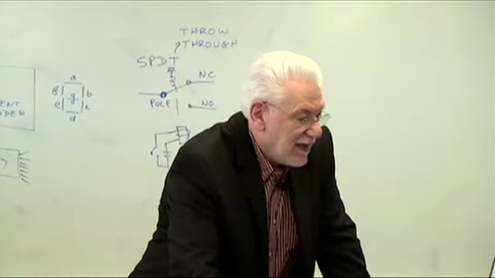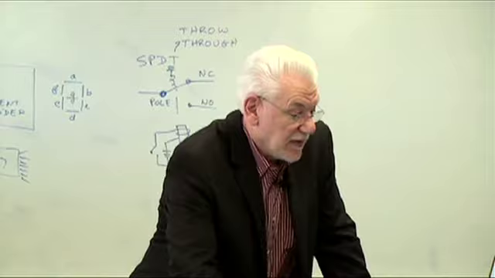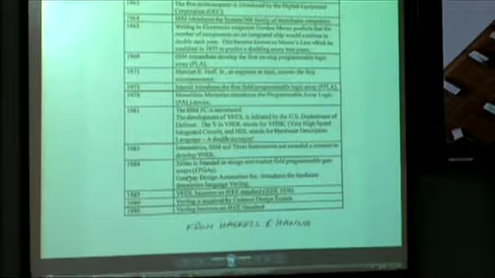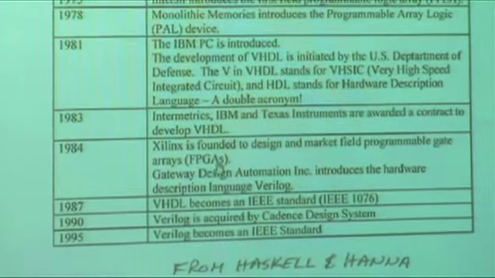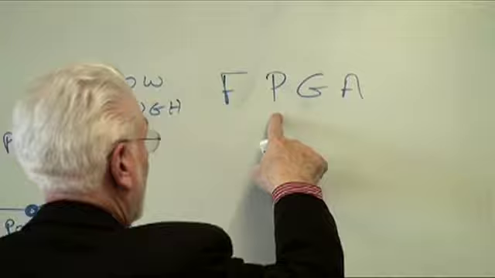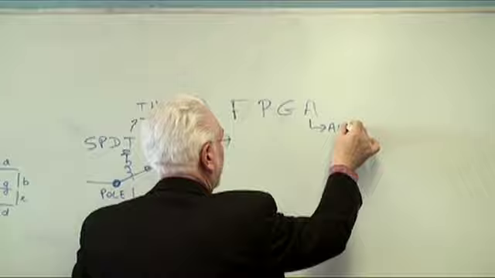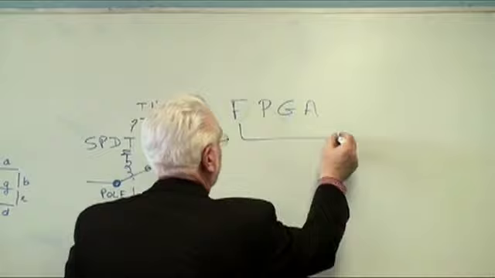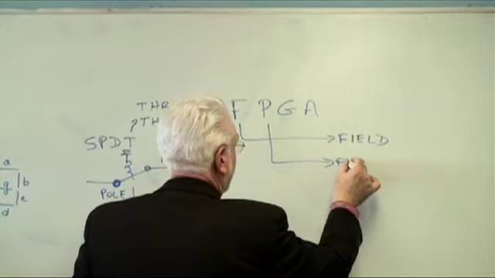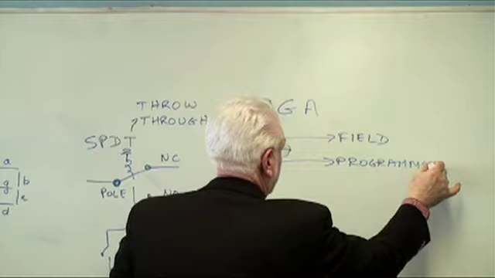Okay, now, what happened by the 1980s, you see 1984, this company called Xilinx made what is called a FPGA. Okay, an FPGA is a field programmable gate array.